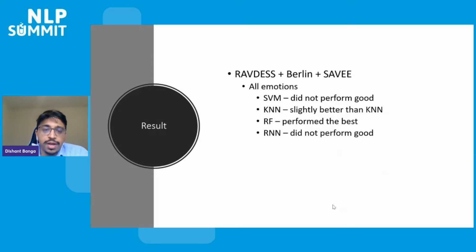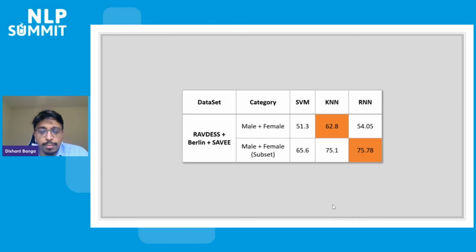And then when we combine this data set with different data sets, Berlin and SAVEE, which are a German language and a British language data set, we use the same machine learning algorithms, and the results are as follows. For the whole data set, where we used all seven emotions, KNN performed the best. But when we subset it to the top four emotions, we see that the RNN model performs the best. So we can clearly see that our models give different results based on different algorithms and different data sets being used.